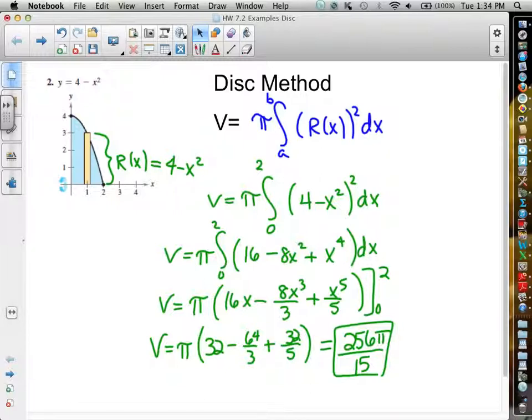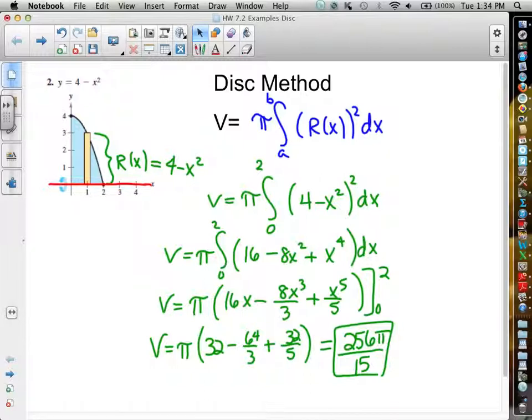So disk method. What happens with your disk method when you draw this rectangle? The rectangle is going to touch the axis of rotation. If you look at this problem, the axis of rotation is the x-axis. The bottom of the rectangle is touching the axis of rotation. Today we're going to look at the washer method, and that rectangle isn't going to touch that. You're going to have some space in there, and that's the difference between disk and washer method. We'll look at that formula.